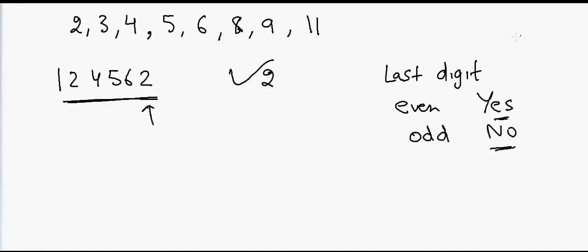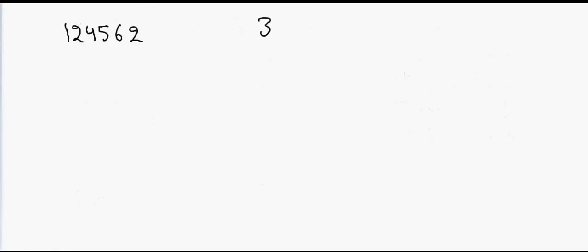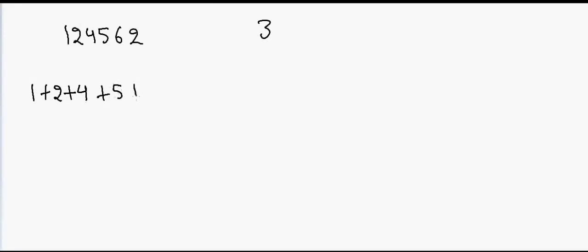Now let's talk about divisibility by 3. If I have 124562 again, and I'm looking at whether it's divisible by 3 or not, in that case I'll add all these digits together. So I'll say 1 plus 2 plus 4 plus 5 plus 6 plus 2. That will give me 3, plus 4 is 7, 7 plus 5 is 12, plus 6 is 18, plus 2 is 20.